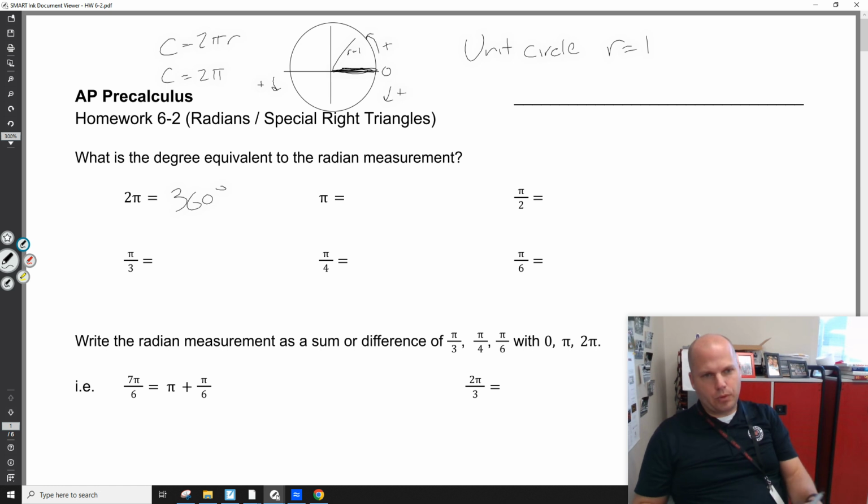Divide this by 2. You get pi is equal to 180 degrees. So halfway around this circle, this arc length would be pi. Divide this by 2. Pi divided by 2 is just pi over 2. 180 divided by 2 is 90. So pi over 2 is equivalent to 90 degrees. So what we think of as a 90-degree angle is an arc length of a circle with radius 1 of pi over 2 radians.